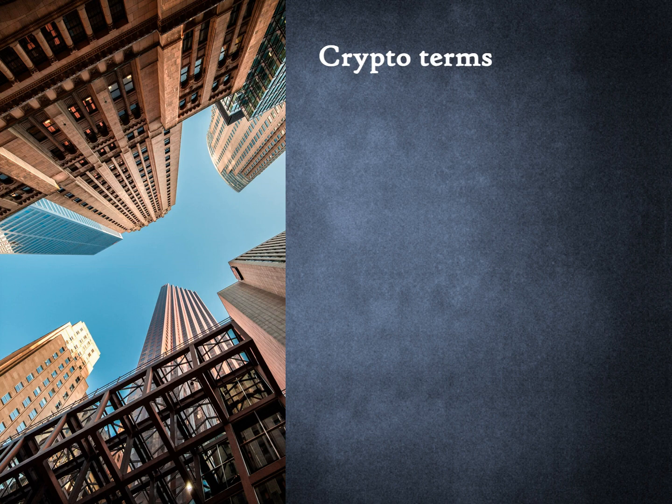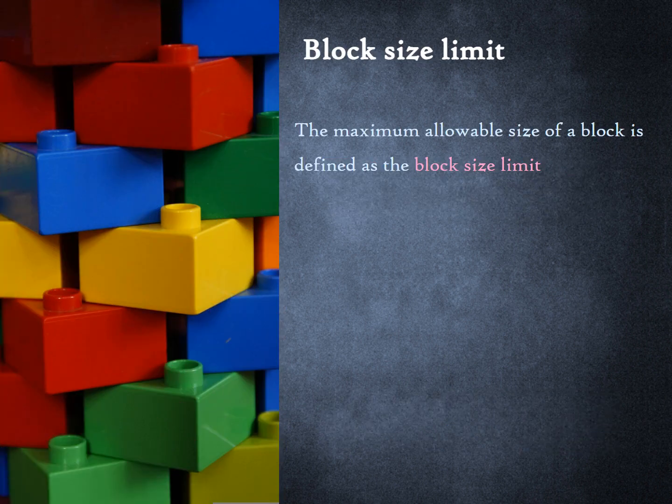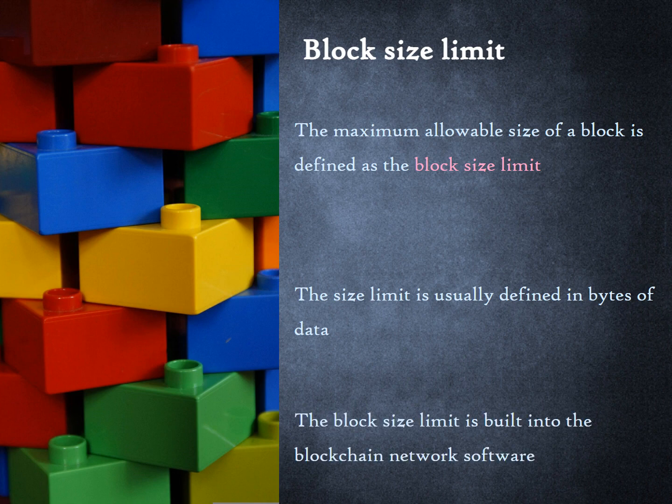In the blockchain, the batch is referred to as a block. The block creation time is the time interval between two blocks. In Bitcoin, it is about 10 minutes. The maximum allowable size of a block is defined as the block size limit. The size limit is usually defined in bytes of data. The block size limit is built into the blockchain network software. The original block size limit of Bitcoin was 1 megabyte of data, but since then it has expanded. Bitcoin blocks carry about 1,000 to 4,000 transactions. The block size limit has been a subject of considerable debate within the Bitcoin community and is expected to evolve with time.